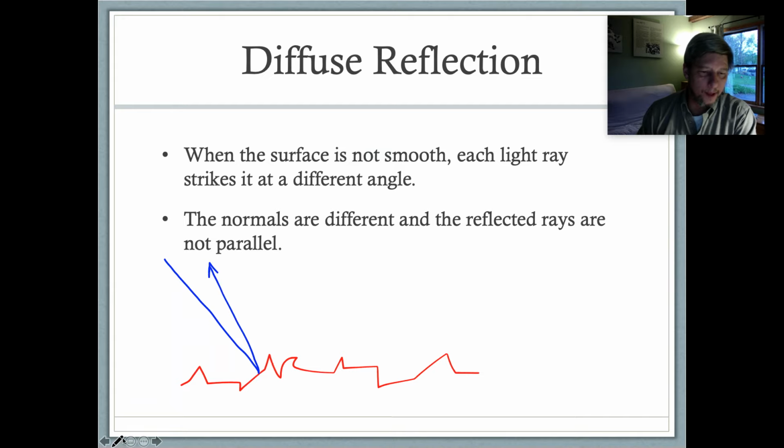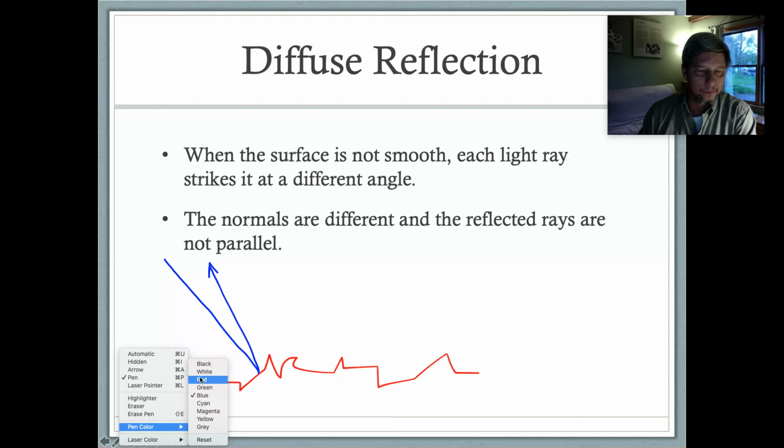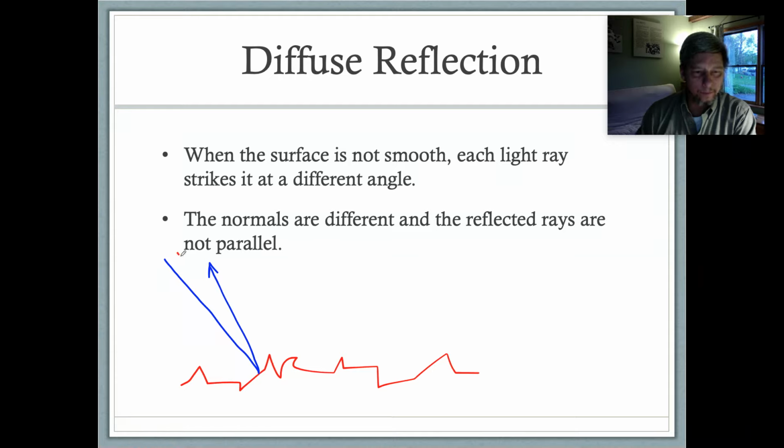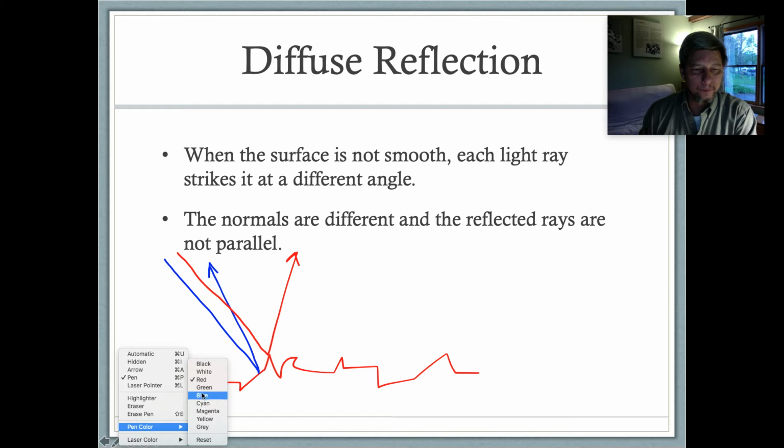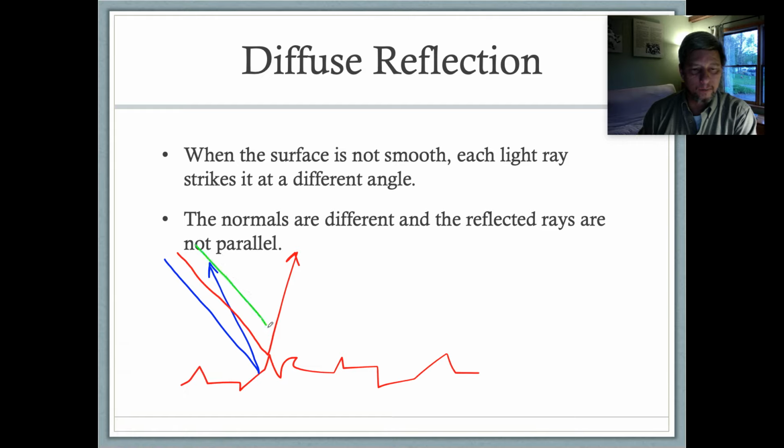Then I'm going to send down another light ray, and it's going to come in parallel, and it's going to strike right there, and it's going to bounce off this way. And then I'm going to send in another light ray, and it's going to strike this surface and bounce off this way.